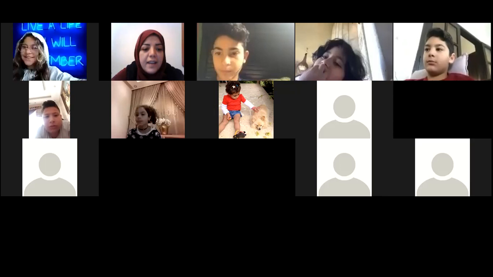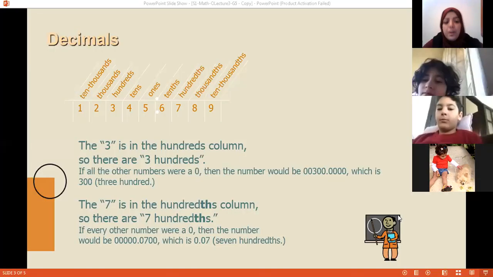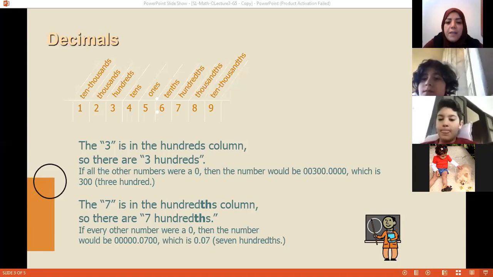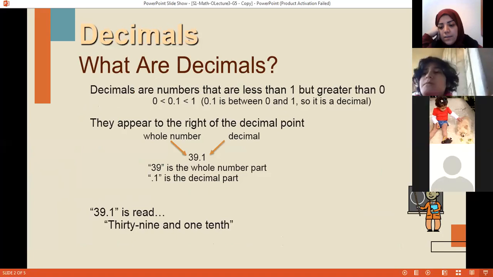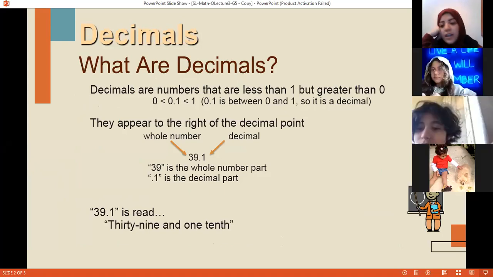We said that a decimal number is a number between two whole numbers, right? So for example, if I asked you to give me a decimal number between 10 and 11, what could it be? Maybe 10.1 or 10.2. Yes. Very good, 10.5, 10.6. That's very good, guys.